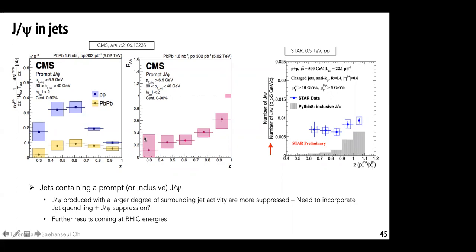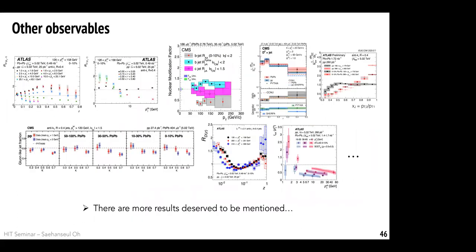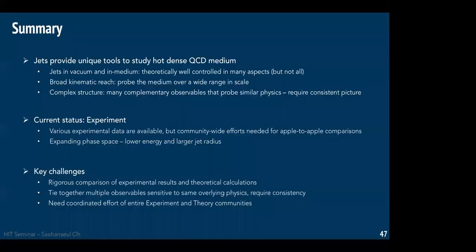So this was reported by the CMS at the LHC, but STAR is also working on it. So at the 500 GeV pp, we have reported the J/psi jet fragmentation, and further results are coming at other energies as well. And there are also many other observables in the field of jet physics in heavy ion collisions, such as fragmentation function or jet shape, and there are many others, but I just can't explain everything due to the shortage of time. So I'll go to my conclusion and summary slide.